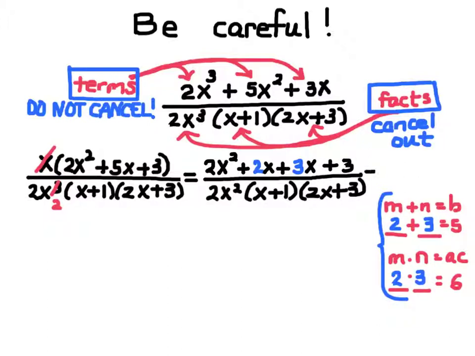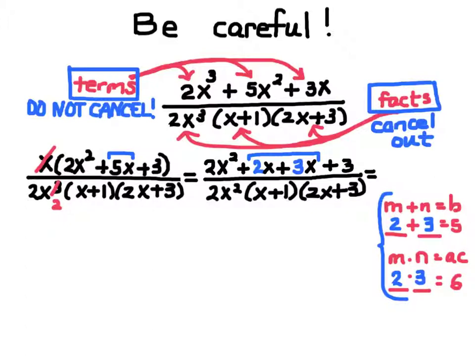Now 2x plus 3x is 5x, and we took this 5x and split it into 2x plus 3x, and that came from our m and our n. Now once we do that, we want to group the first two terms together, so let's do that.